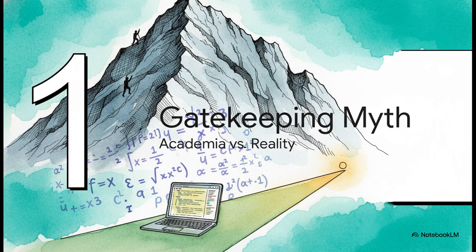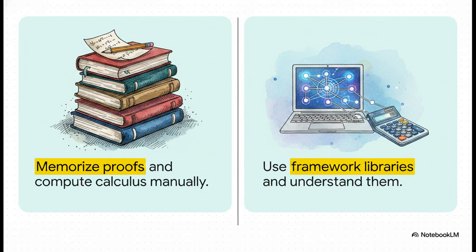All right, section 1, the gatekeeping myth. Basically, academia versus reality. Academia absolutely loves to make data science sound like this impossible mountain you have to climb barefoot, like you literally must master complex calculus by hand. But the reality is completely different. Academia gatekeeping expects you to memorize endless proofs, but in real-world practice, we use framework libraries.